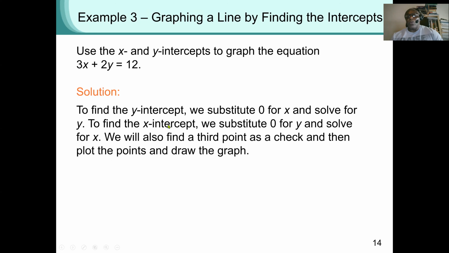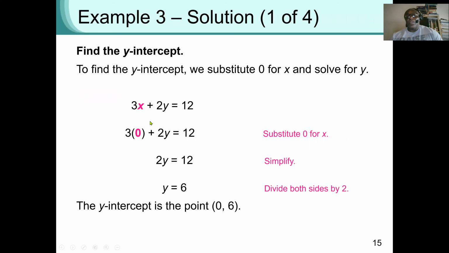So here we say to find the y-intercept, we substitute 0 for x, then we solve for y. To find the x-intercept, we substitute 0 for y and solve for x. This is the step again. We are looking for the y-intercept first. So we have 3x plus 2y equals 12. x is 0, so we have 2y equals 12. Then y will give me 12 divided by 2, which means y equals 6. So my y-intercept will be (0, 6).